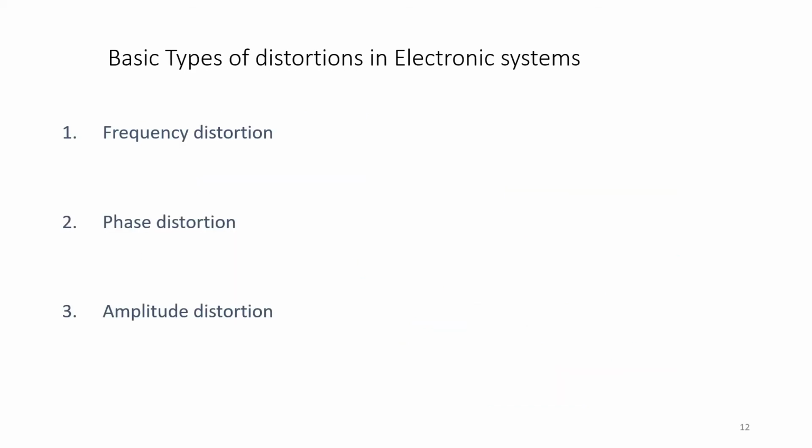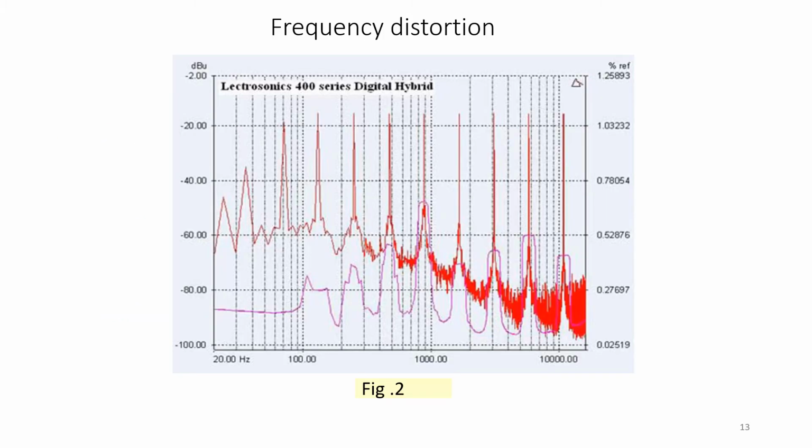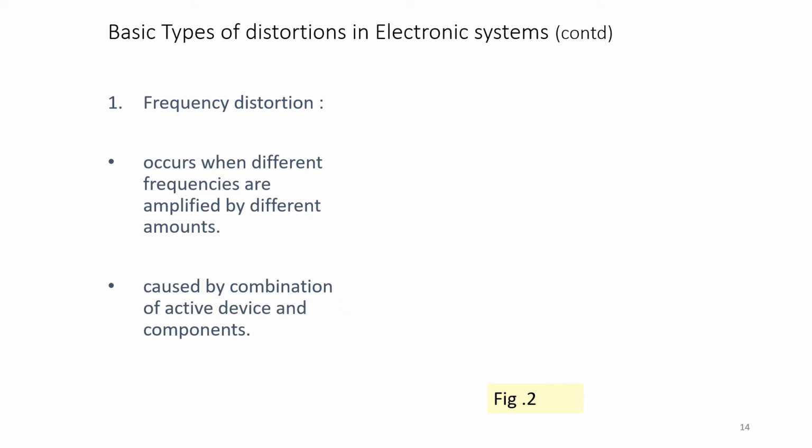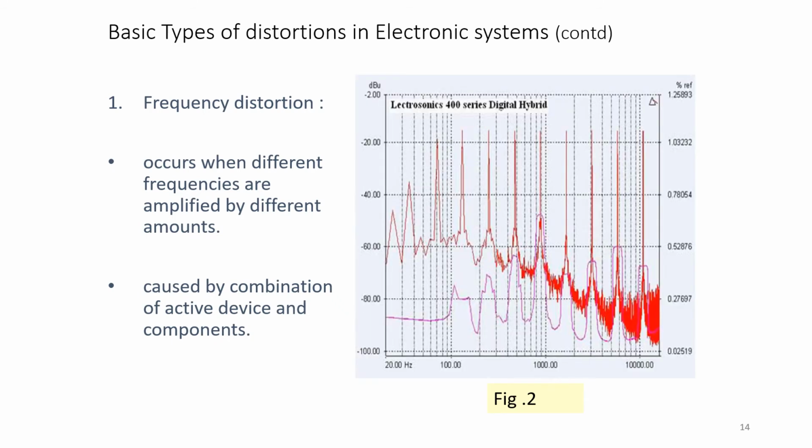There may be frequency distortion, phase distortion, or amplitude distortion. These are the basic types of distortions. Here you can see the frequency distortion. Frequency distortion occurs when different frequencies are amplified by different amounts. It is caused by the combination of active device and the components. Different frequency components are amplified by different amounts.